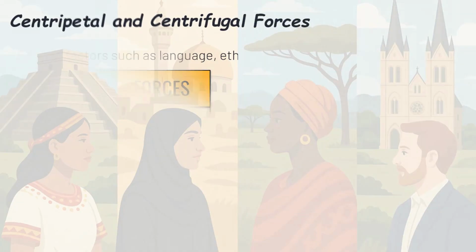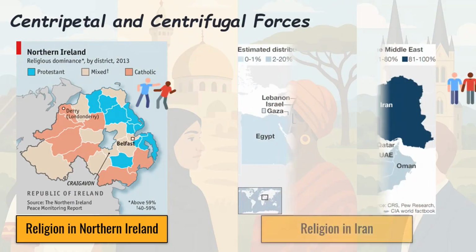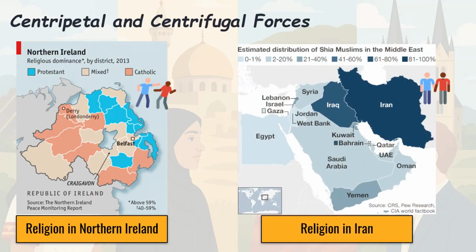Let's bring those cultural forces to life with two powerful examples. First up, Northern Ireland. For decades, tension between Protestants and Catholics created a serious centrifugal situation. Religion wasn't just personal. It shaped political identity, neighborhood borders, and sometimes even violence. The map shows areas dominated by each group, and yep, that division ran deep. Now shift to Iran, where the opposite happens. Shia Islam dominates. More than 90% of the population shares this faith, which actually creates a centripetal force. It unites the country under a shared religious identity, especially compared to neighboring countries with more diversity. But heads up, even centripetal forces can cause external conflict when identities clash across borders.